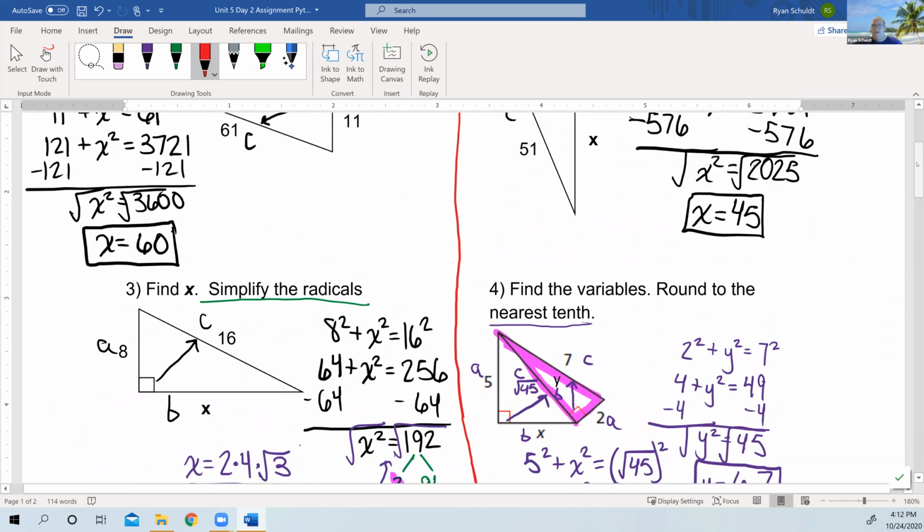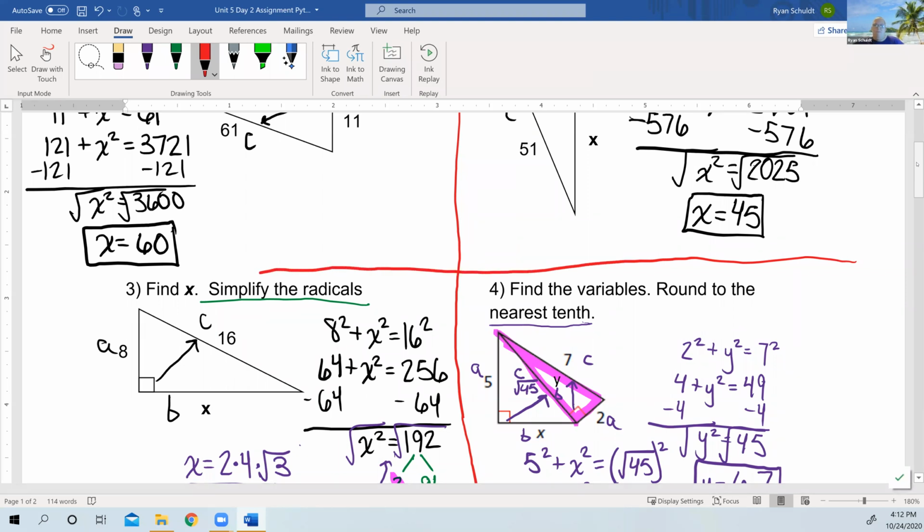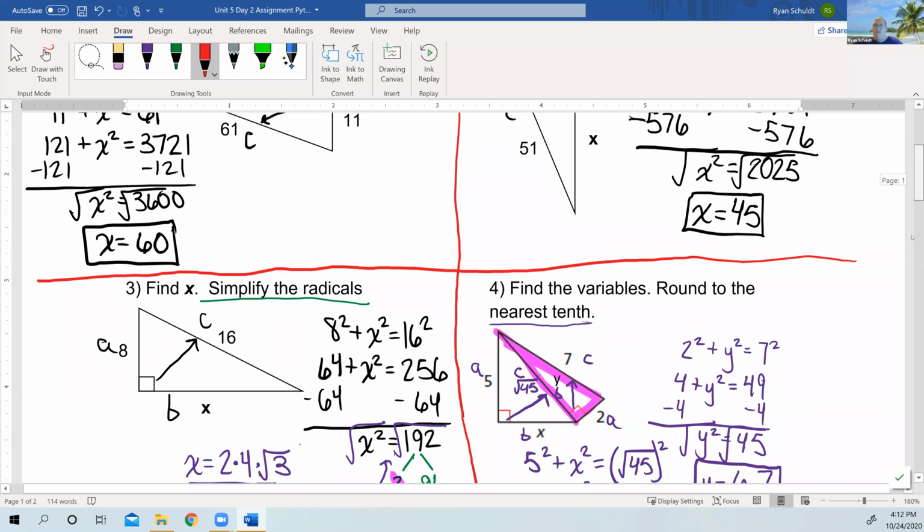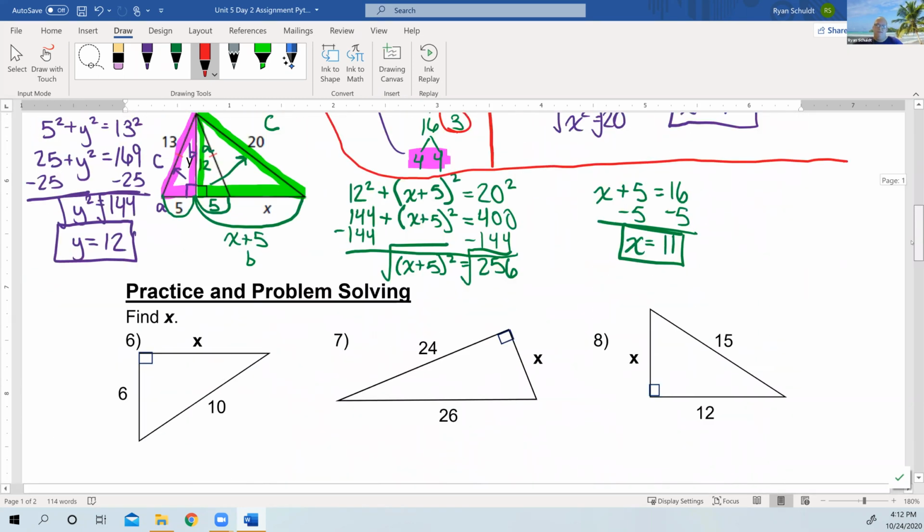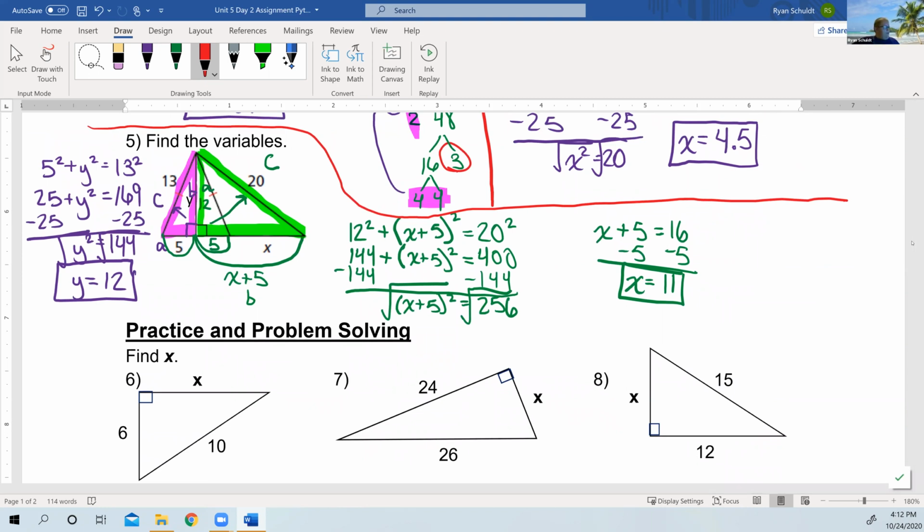Okay, so while I'm sitting here drawing my nice little lines to separate everything, we're done with guided practice. This last problem was a beast, I'll admit it. But don't worry. You won't have one that bad on your assignment. I can promise you that. So with that being said, let's get on with the rest of the assignment.